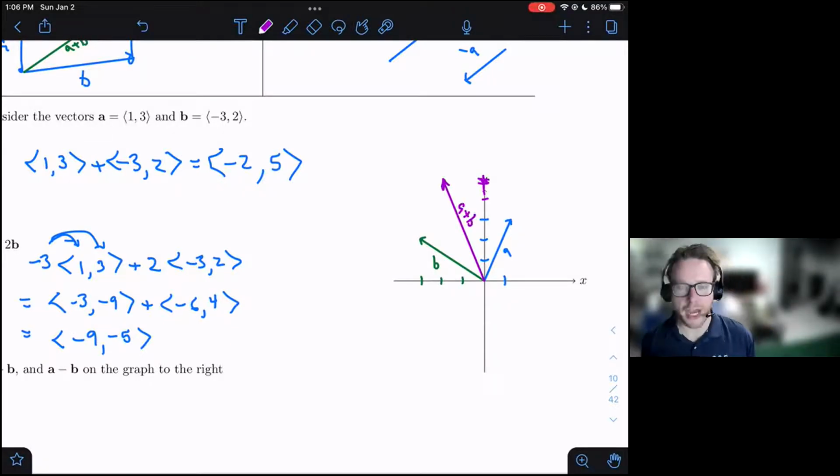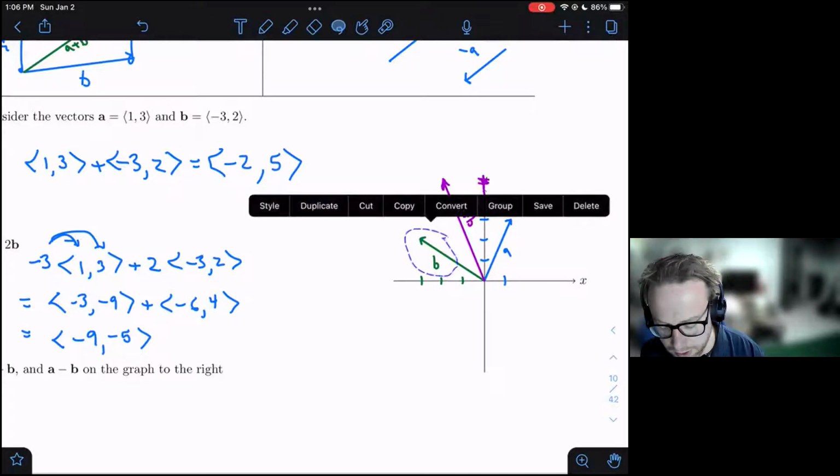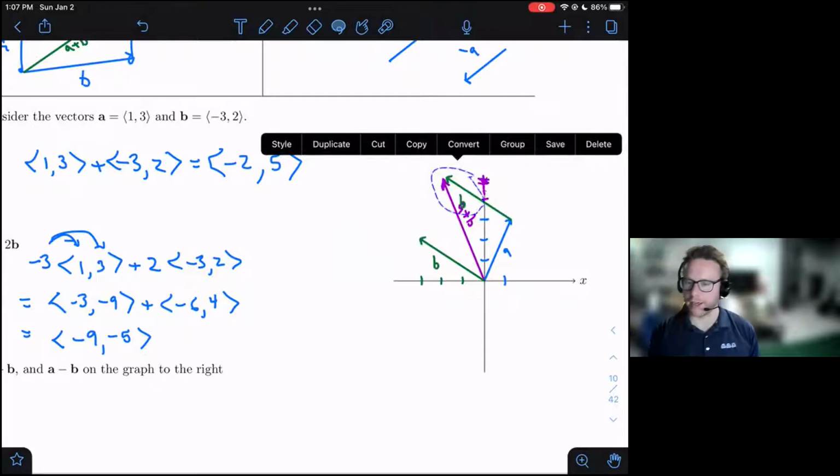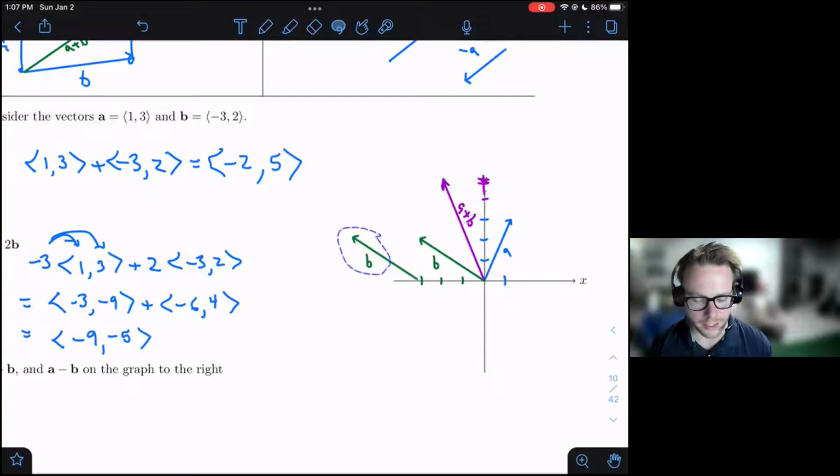And of course, we can check really quick. If I go ahead and take a copy of this, oops, wrong one. Paste. Hopefully it should look like, again, I'm doing the scales and everything by hand, so it may not be exact. But if we travel along A, then we travel along B, we should get to A plus B. So this seems to be correct here.